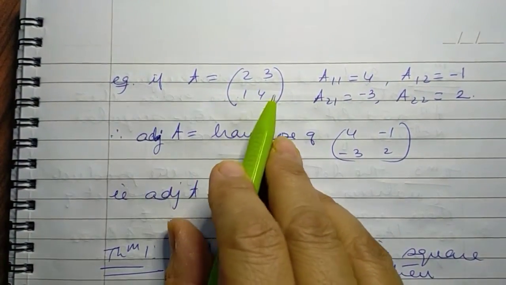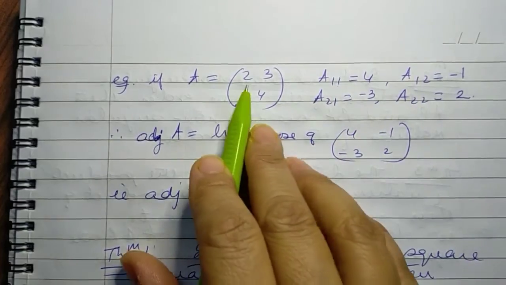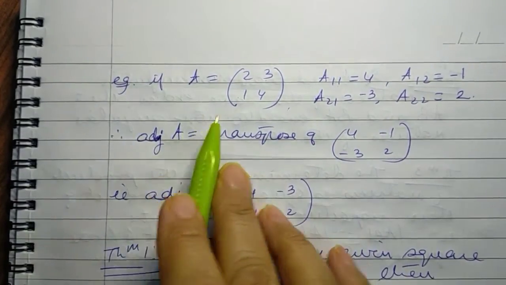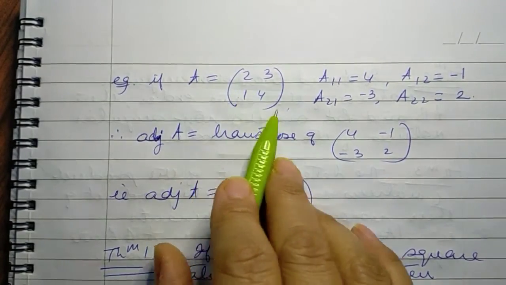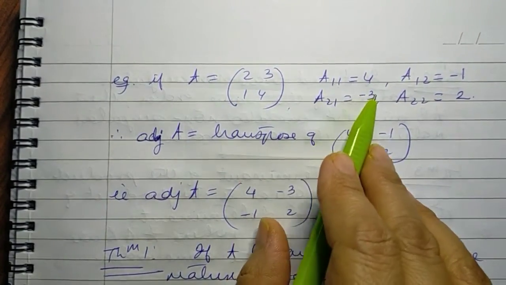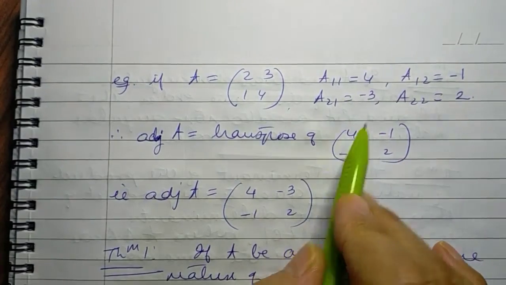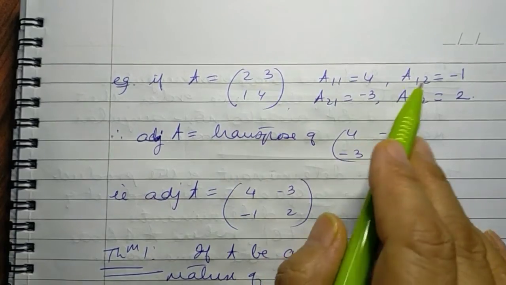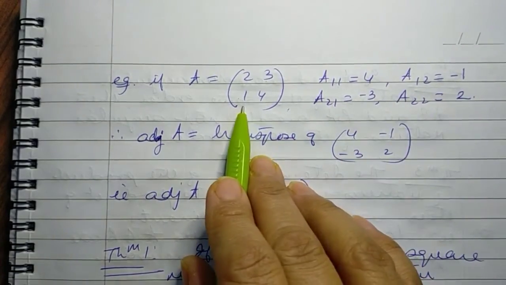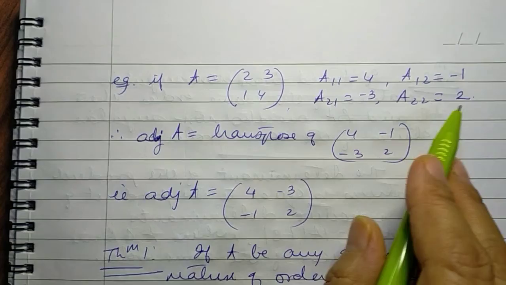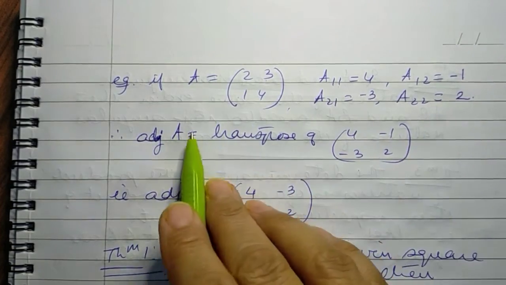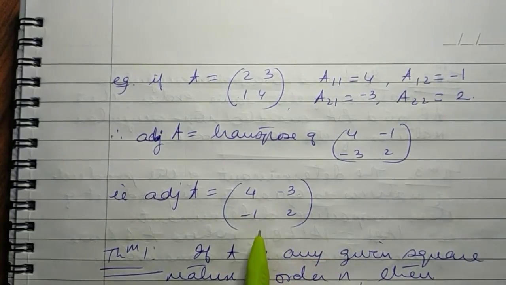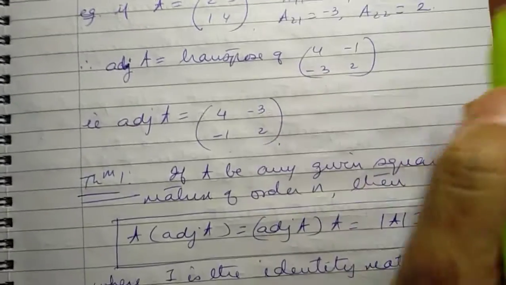Now for example, let us take a 2 by 2 matrix, A equal to [2, 3; 1, 4]. We find the cofactors of each element. Now the adjoint of A would be the transpose of the matrix in which every element is replaced by its respective cofactor. That is, 2 is replaced with 4, 3 is replaced with -1, 1 is replaced with -3, and 4 is replaced with 2. Then the adjoint would be the transpose of this, that is [4, -3; -1, 2].